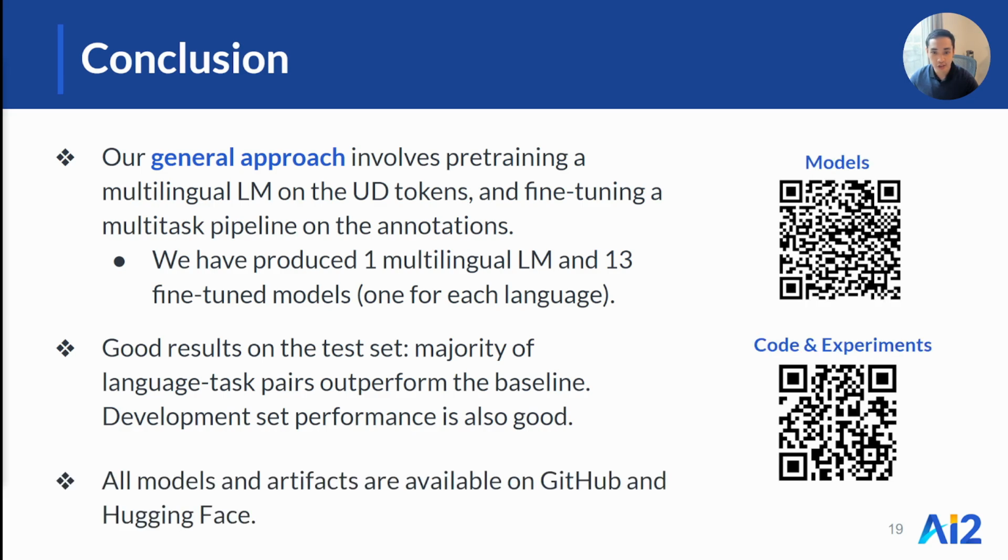Finally, all models and artifacts are available on GitHub and Hugging Face, so you can scan the QR code to see all those artifacts and the code.